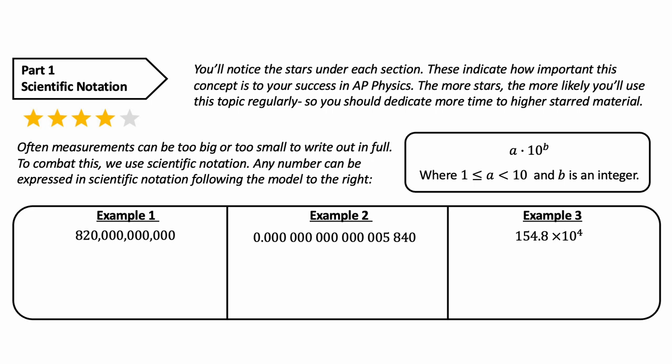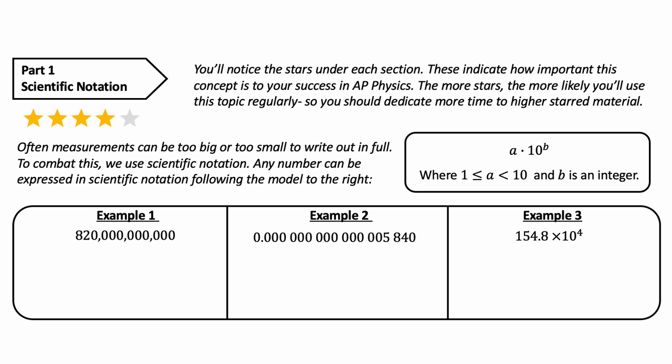Part one starts as easy as they come, with hopefully a nice review for you in scientific notation. You'll notice at the top I have these stars here. That is not the difficulty of these parts, but how relevant they are to the rest of the course. Some of these topics you're going to use a lot, and scientific notation is one of them. We deal with a lot of numbers, a lot of them very big and a lot of them really small. There's no way we can spend all that time writing all those zeros. We have to be able to express quantities in scientific notation.